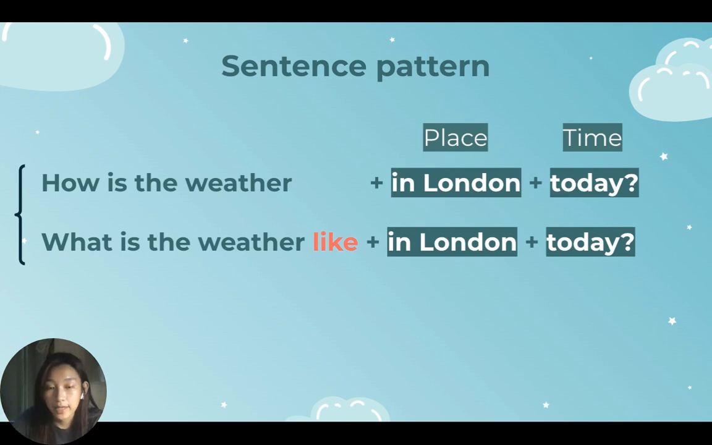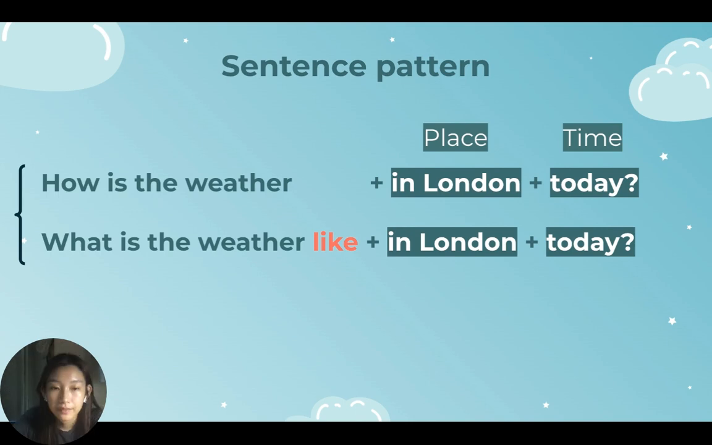And here you have to be careful. There are two sentence patterns, but how is the weather and what is the weather like are the same. They have the same meaning, but you can't separate what and like. They're a team. So you have to say what is the weather like.